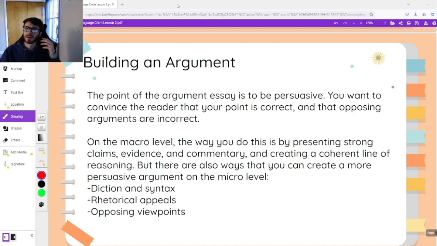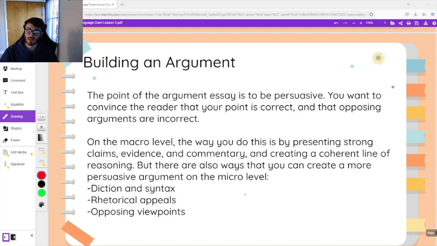How do we do that? Well, on the macro level, on the larger level, it's the things we've already talked about, right? Strong claims, strong evidence, sufficient commentary, a good line of reasoning. All of the things we already talked about are going to make your argument strong. However, there are some other ways that we can increase the persuasiveness of our writing. Some specific things we can add in, like spices and flavors we can add into our essay to make it more convincing, more persuasive.